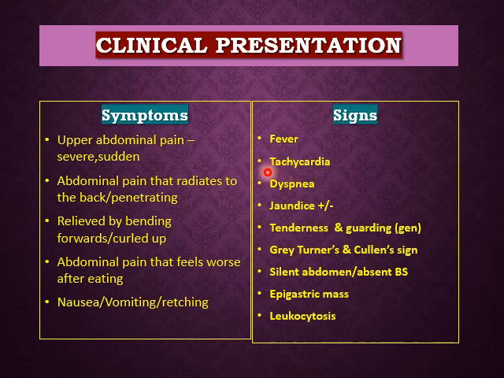Next, the signs can be due to the inflammation. There can be fever, usually tachycardia, dyspnea, jaundice, tenderness, Grey Turner's and Cullen's signs, silent abdomen. Silent abdomen means on auscultation there are hardly any bowel sounds, and there's also leukocytosis. This tenderness, and sometimes guarding, is maximum around the area of the umbilicus and epigastric region.